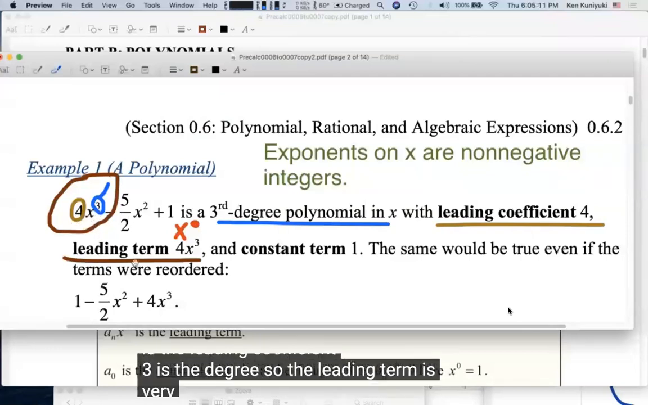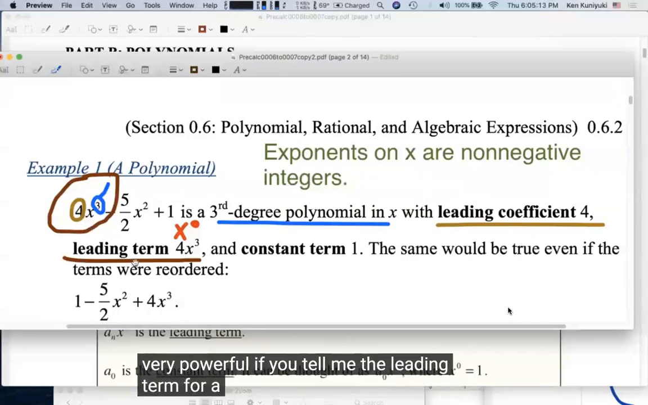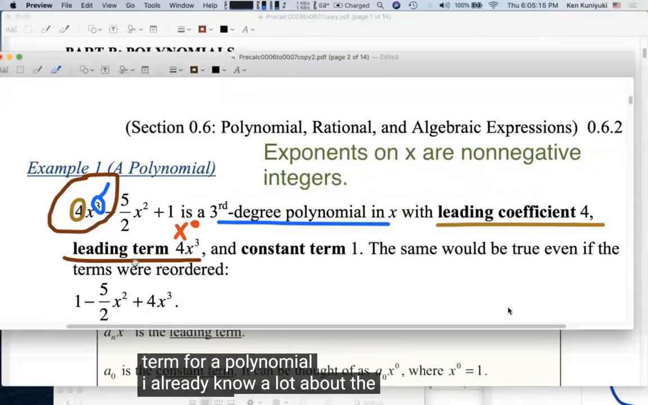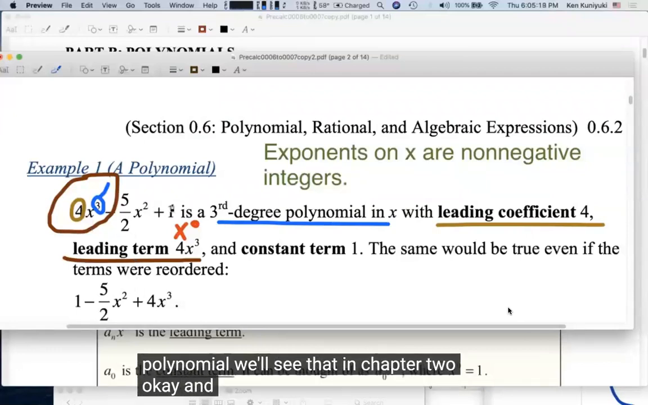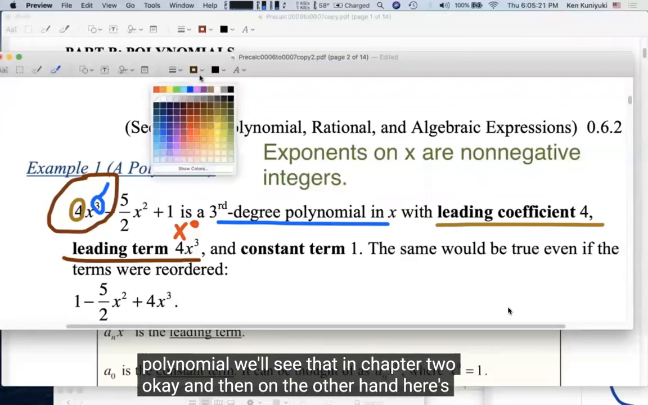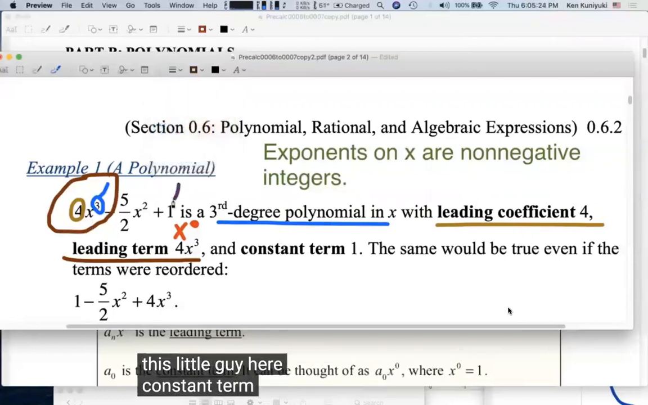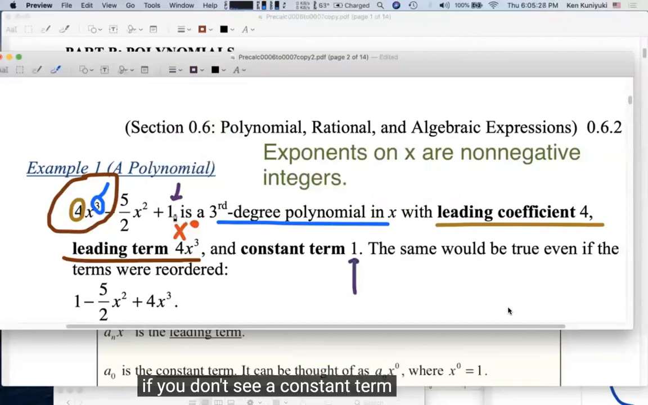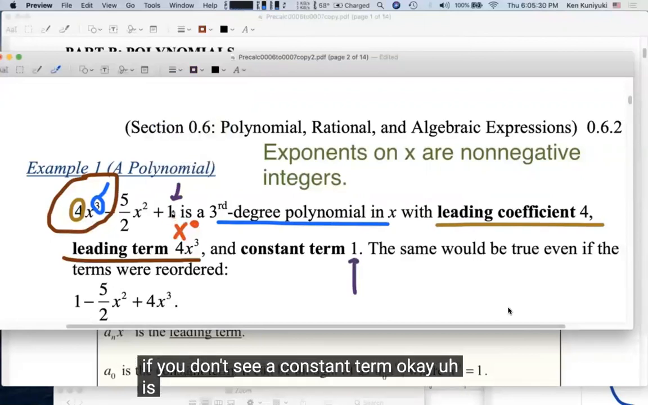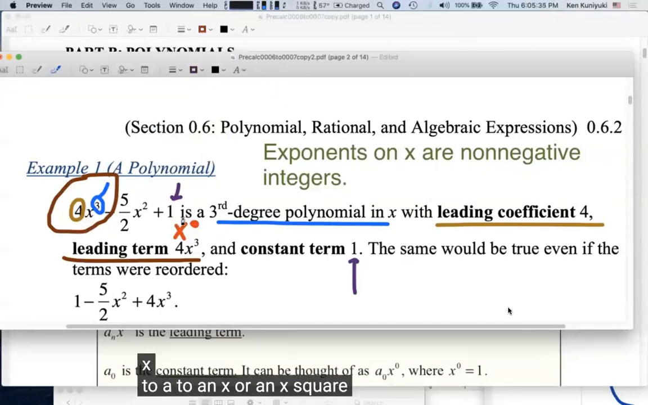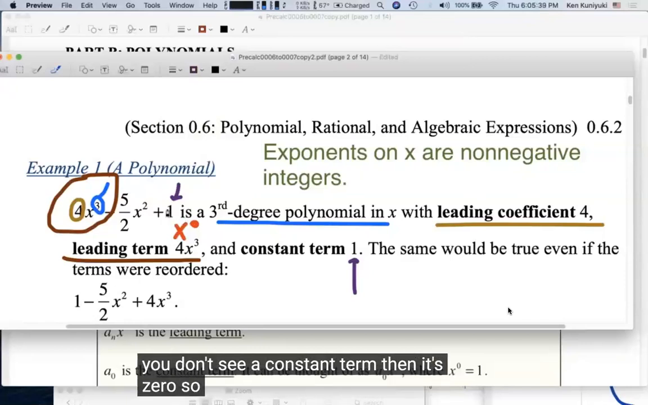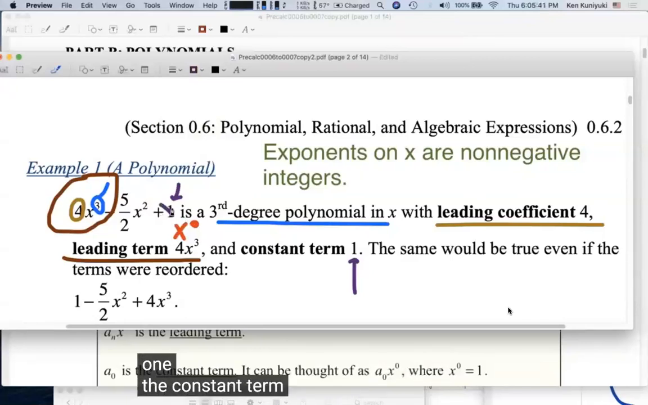So the leading term is very powerful. If you tell me the leading term for a polynomial, I already know a lot about the polynomial. We'll see that in chapter 2. And then on the other hand, here's this little guy here. Constant term is 1. If you don't see a constant term, okay, something that's a number without an x or an x squared next to it, then it's 0. So if we didn't have the plus 1, the constant term would be 0.